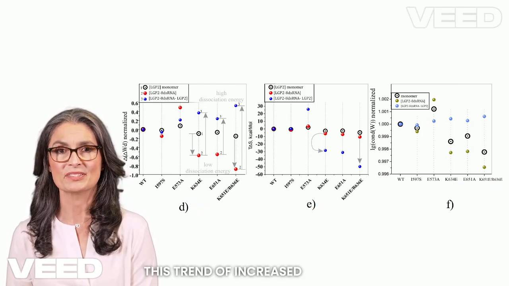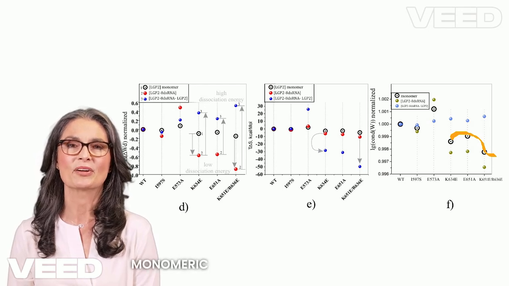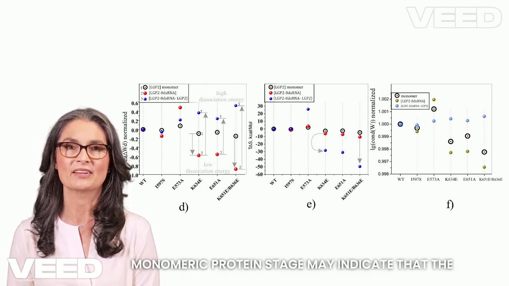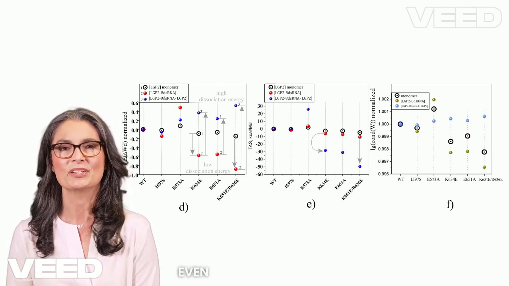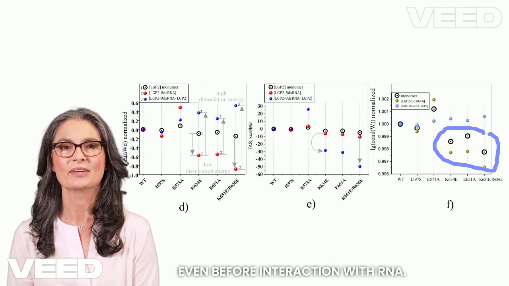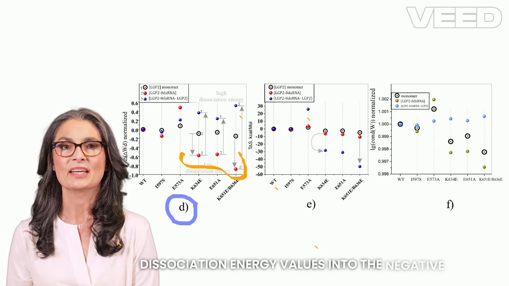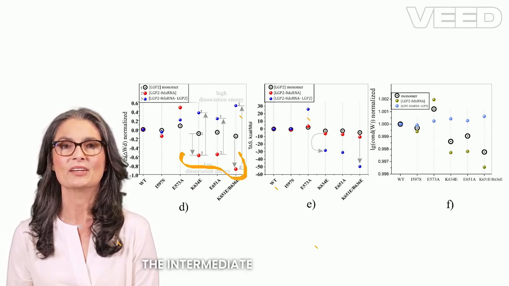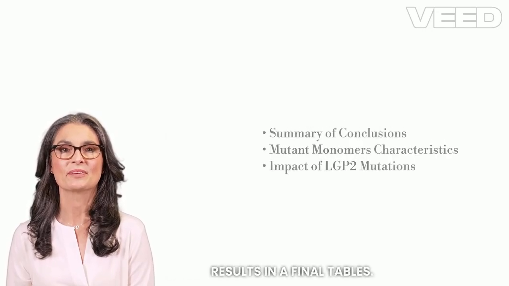This trend of increased stability at the very beginning of the biological complex formation at the monomeric protein stage may indicate that the thermodynamic equilibrium of the monomeric biological system is reached even before interaction with RNA. In figure D, we observe a drop in dissociation energy values into the negative range for the intermediate LGP2 RNA formation, marked with red spheres. We will summarize the conclusions and results in final tables.